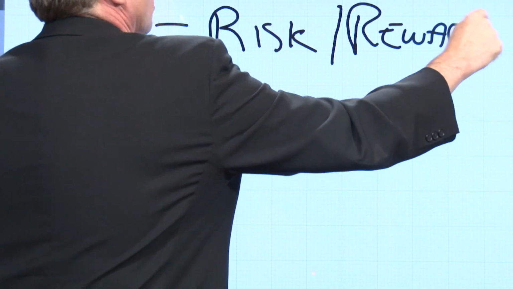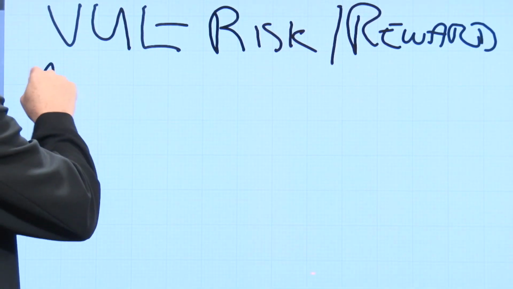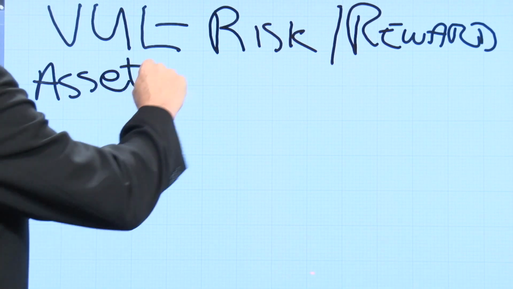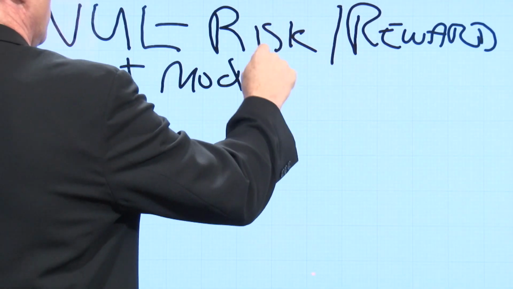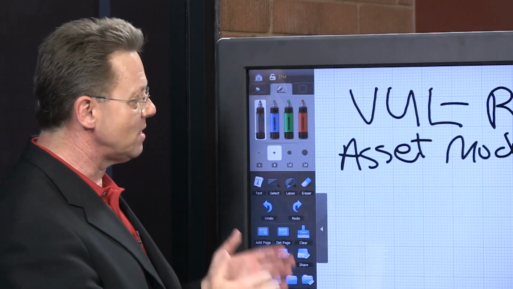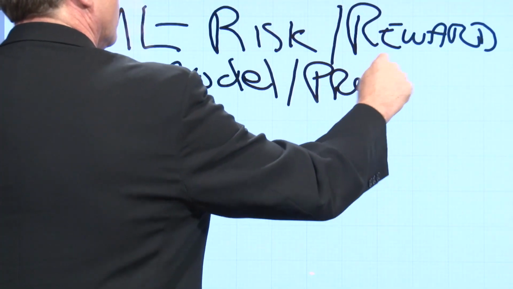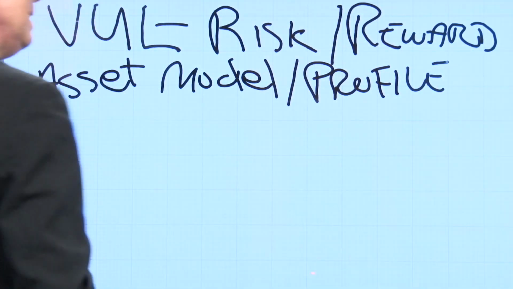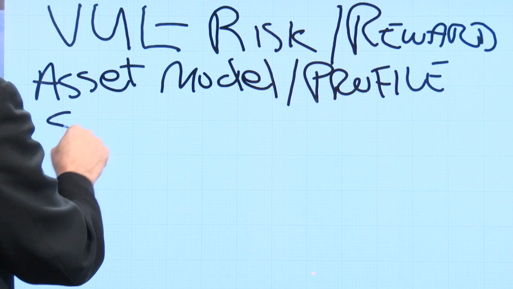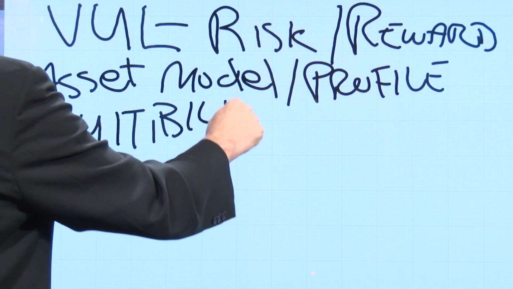So there's a risk and reward issue. If I can lose it all, that's kind of bad. So I want to be able to assure that my asset allocation model is going to fit my risk profile. And before I can even get into risk and reward and asset modeling and seeing what my risk profile is, I need to think about, is this suitable for the client in the first place? So client suitability is a big item.